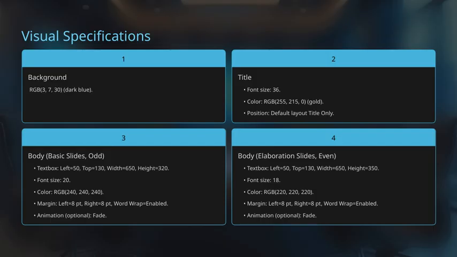It's positioned using the default layout, placing it prominently at the top of the slide. When it comes to elaboration slides, which are the even-numbered ones, the text box remains at the same left position but is slightly taller, at 350 pixels, to accommodate more detailed content. The font size is slightly smaller at 18 points, and the text color is a softer gray with RGB 220, 220, 220, maintaining visual consistency.